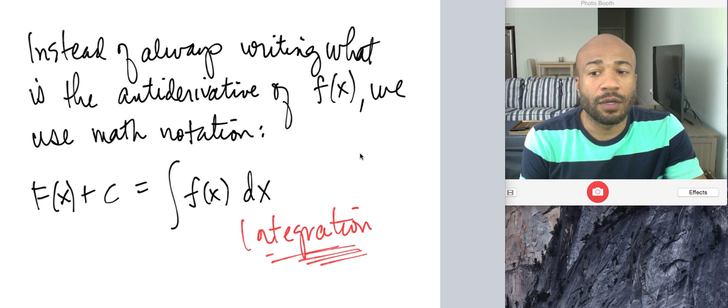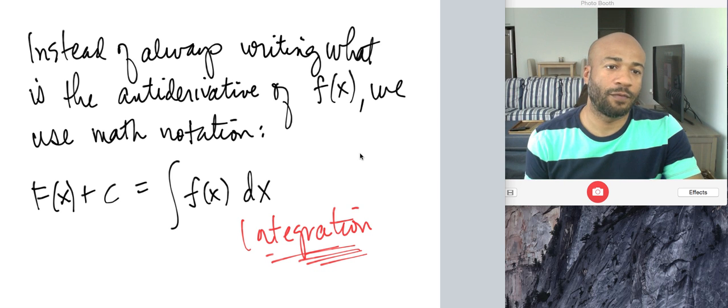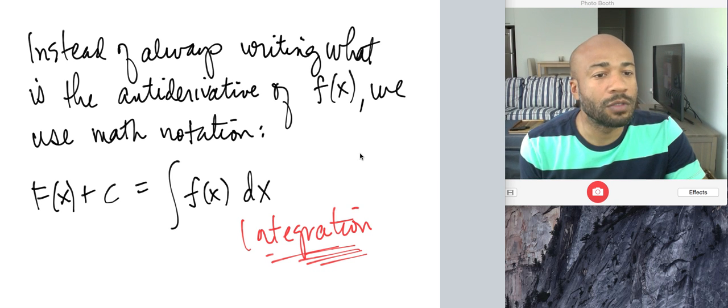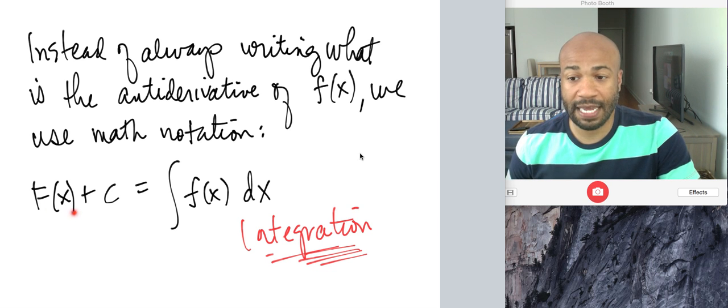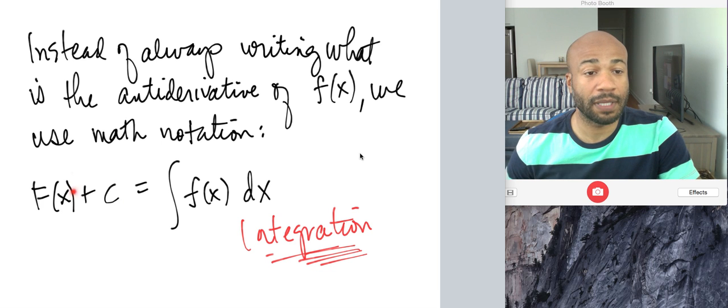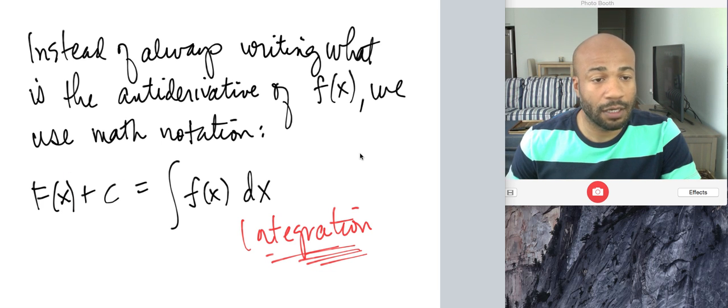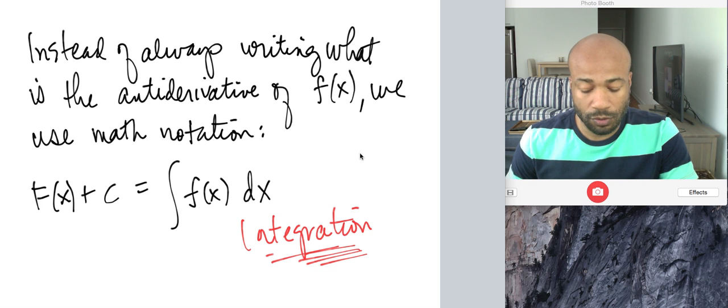So instead of writing what is the antiderivative of f, we normally use math notation. So the antiderivative, big F, plus, remember that plus c, that general constant, or that integration constant, is equal to this symbol right here. It looks kind of like a big S, right? That is called the integral of f of x with respect to x. So integral, function, and then your differential, your dx, right?